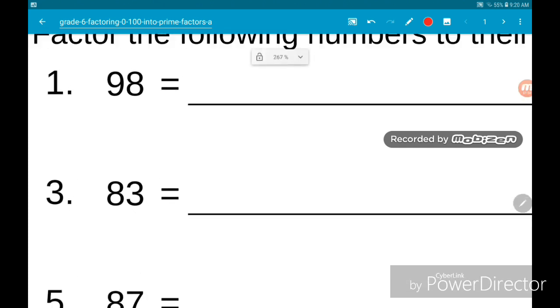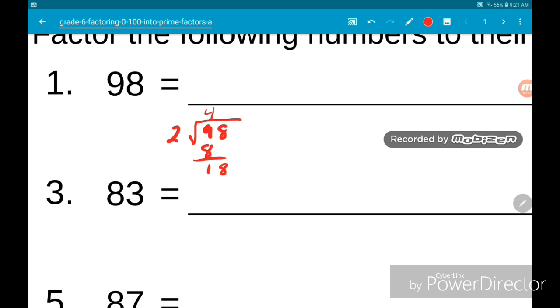Off the top of my head, I know what the biggest number that can go into both of them. But this one is even. 98 is an even number. So we know 98 can be divided by 2. Go ahead and write this down. 98 can be divided by 2 because it's an even number. So this goes into 9 4 times. That's 8. Bring down the 8.